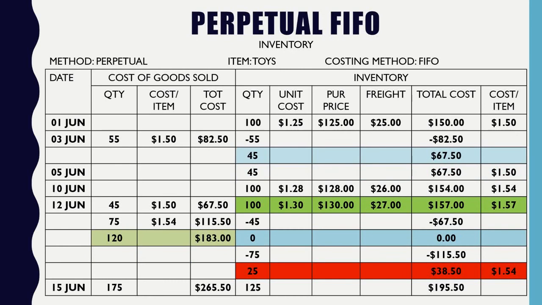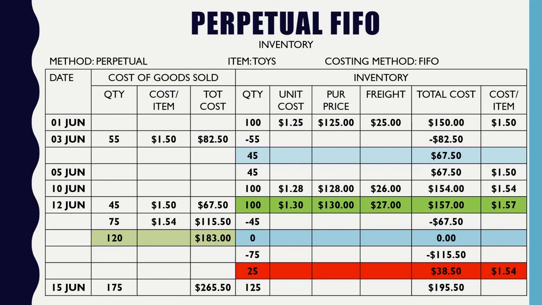So then, once you reach the end of the accounting period, you're going to total up your total. So you should have a total sold of 175 items, okay, with a remaining balance of 125 units left, costing you a total of $195.50. Okay.